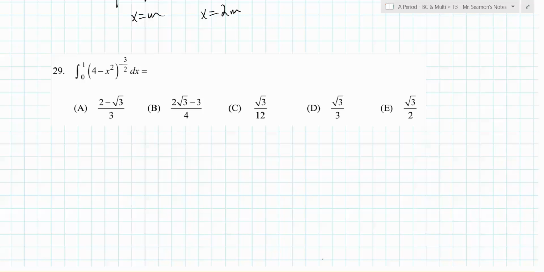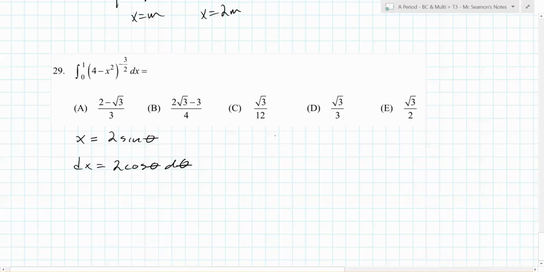Write this out without the negative exponent. What does this look like? It's the integral from 0 to 1 of what? It is to the negative 3/2 power. So that's 1 over 4 minus x squared to the 3/2 power, like that, and it's dx. This substitution right here. Let's try doing this substitution.